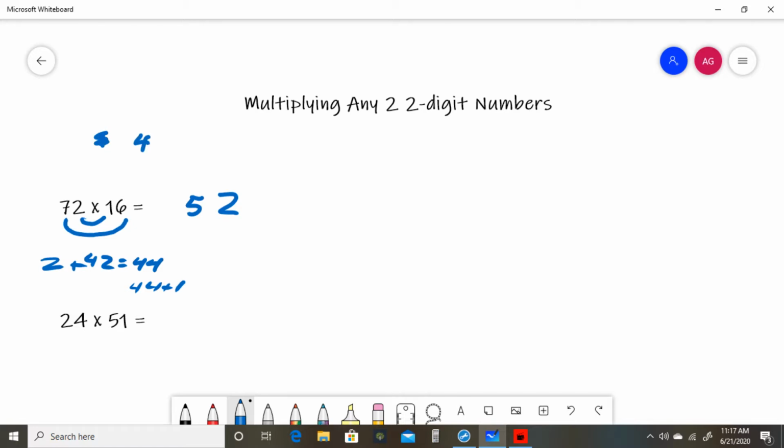And for the last step, multiply the tens digits. 7 times 1 is 7, plus our carried 4 is 11, so 72 times 16 is 1,152.